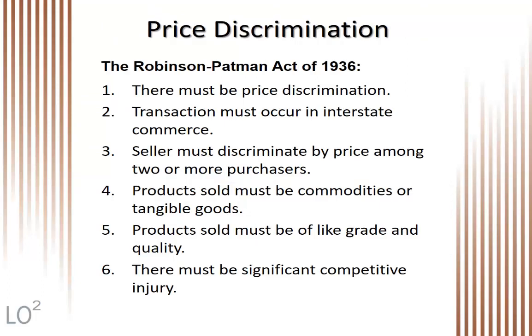This slide outlines the six elements necessary for a violation of the Robinson-Patman Act of 1936. First, there must be a price discrimination. Second, the transaction must occur in interstate commerce. Third, the seller must discriminate by pricing among two or more purchasers. Fourth, products sold must be commodities or tangible goods, not services. Fifth, products sold must be of like grade and quality. Sixth, there must be significant competitive injury from that trade.